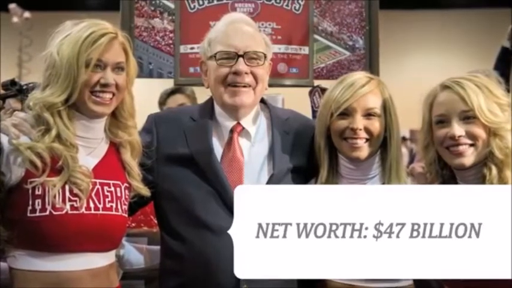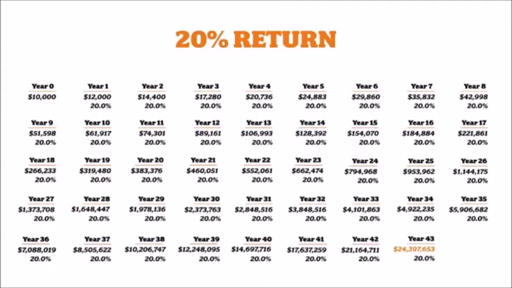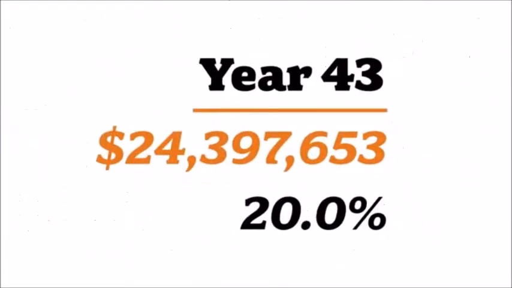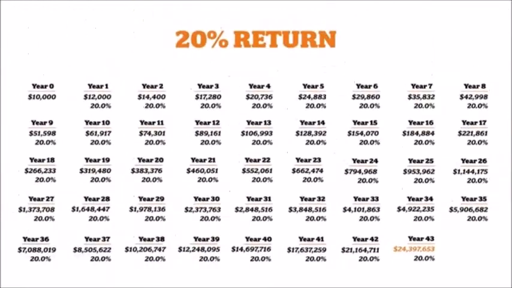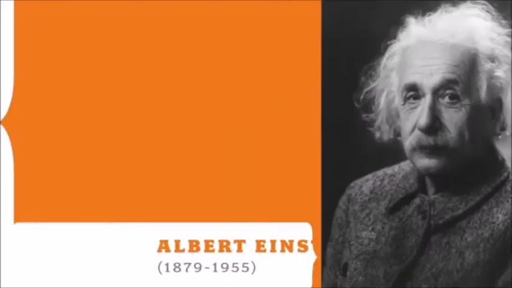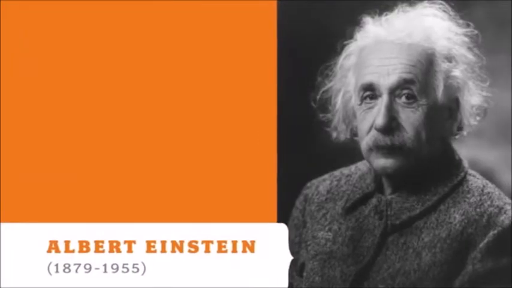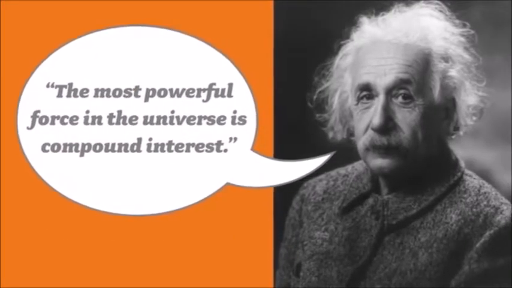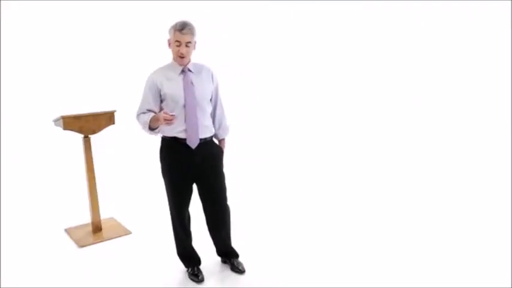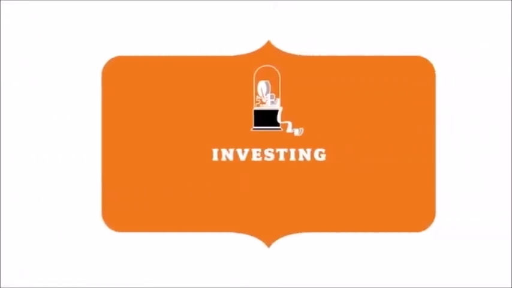Now, just for fun, if you were one of the world's great investors, Warren Buffett being a good example, if you could earn 20% per year for 43 years, you'd have $25 million. Again, the original $10,000 investment would increase by 2,500 times over that period of time, just by earning a 20% return. Albert Einstein said the most powerful force in the universe is compound interest. So the key is start early, earn an attractive return, and avoid losing money, and you're going to have a very nice retirement.